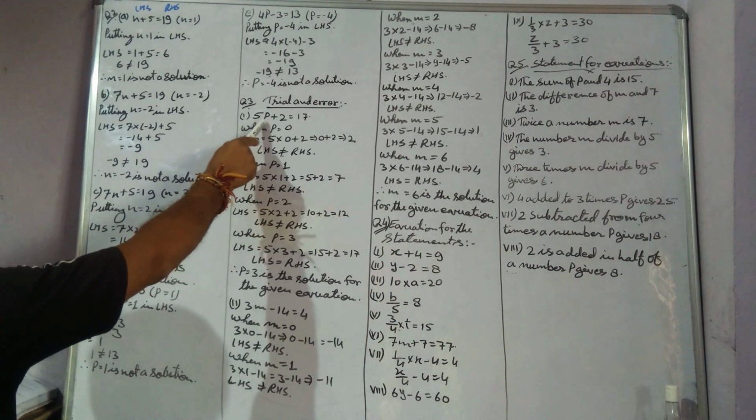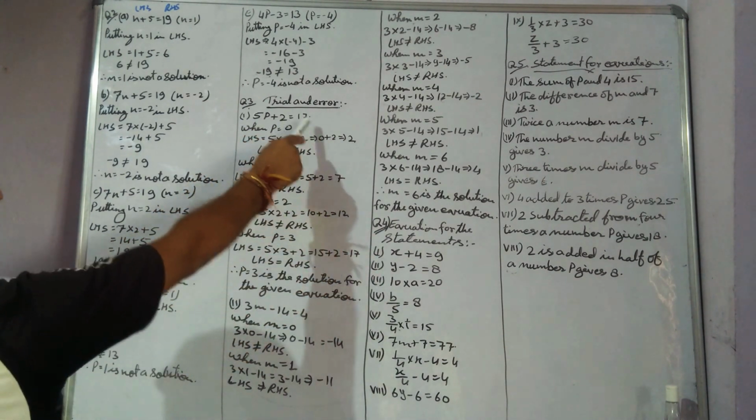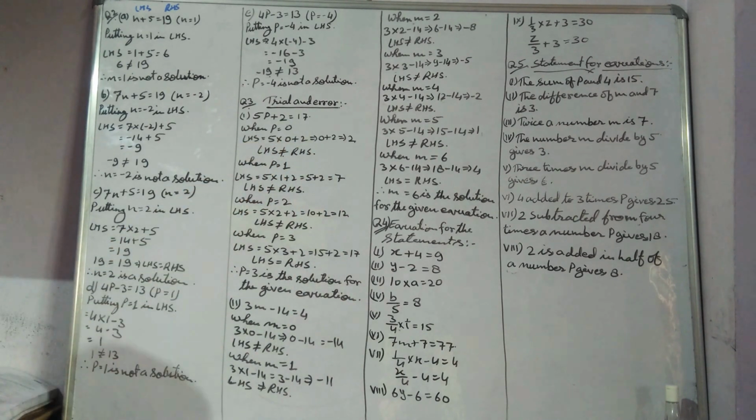So that is here 5 into 2 plus 2, that is equals to 10 plus 2, which is equals to 12, and 12 is not equals to 17. So we can say here that LHS is not equals to the RHS. Therefore it is also not the solution.